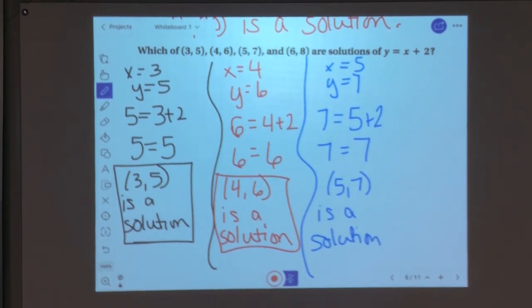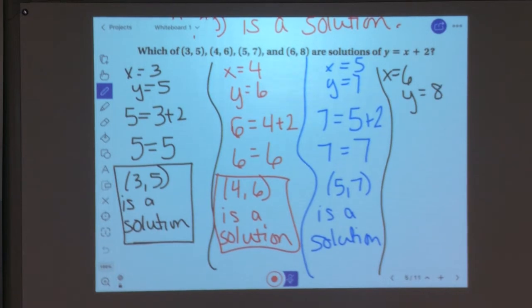I'm going to check that last one. We have one left. The last ordered pair they asked me to check is 6, 8. So x is equal to 6 and y is equal to 8. When I plug that one in, I get 8 equals 6 plus 2. So I get 8 equals 8, which is true. So the ordered pair 6, 8 is also a solution.